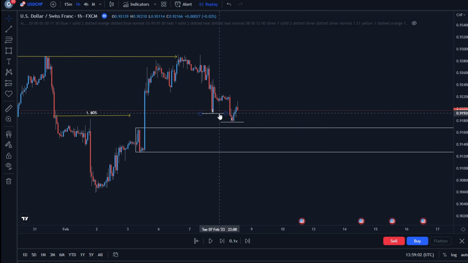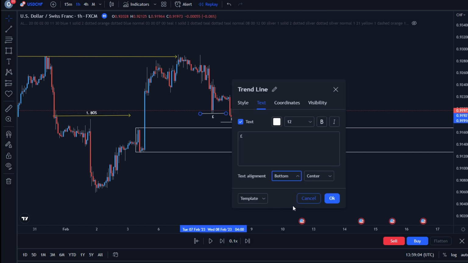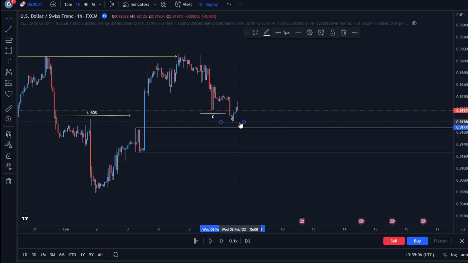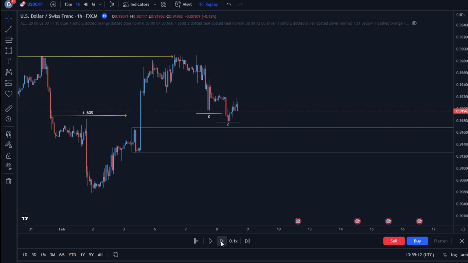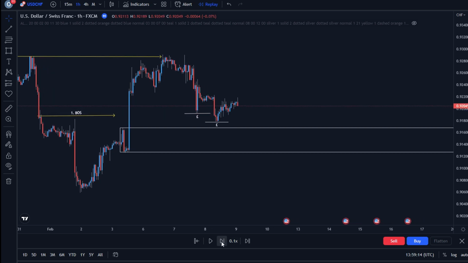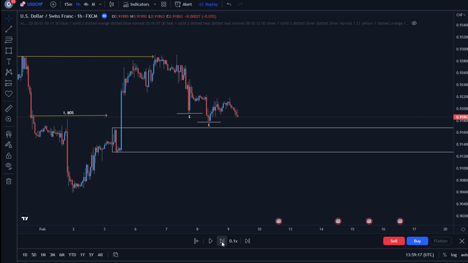But until price, oh, let me fix this. It needs to be at the bottom so you can see it clear. So until price doesn't actually take these lows and come to that zone, we are not interested. All of this, nothing. It's just price playing around. We do nothing.